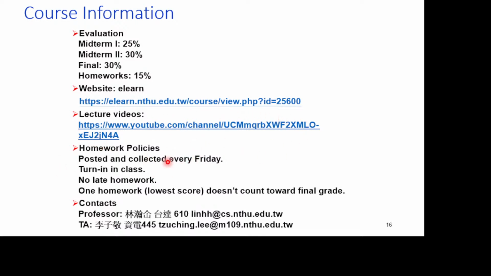And the homework policies changed from last year a little bit. We will just do weekly homework, which makes things a little easier. Homework will be posted and collected every Friday. In principle, you should turn in your homework in class, and the TA will collect it. This is our TA, Li Zijing. He will be the one who grades the homework, and if you have questions, you should probably ask Zijing too.